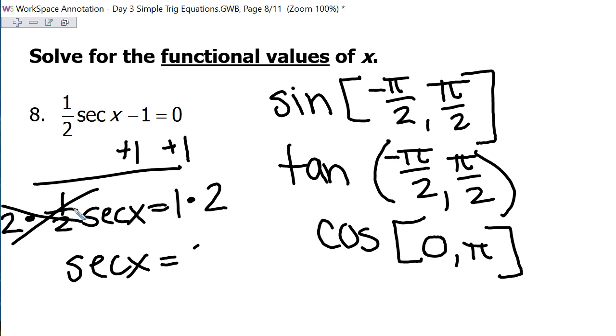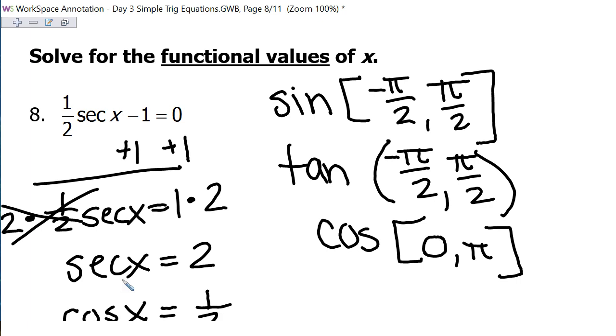If the secant is 2, what is the cosine? 1/2. Now we've been using the calculator with all of these because they weren't unit circle values. But what about this one? Is 1/2 a unit circle value? Yes, it is. So I need to figure out what angle has the cosine of 1/2. Yeah, 60 degrees, which would be pi over 3.